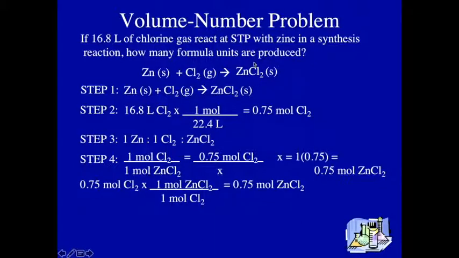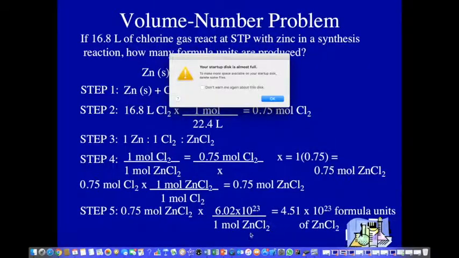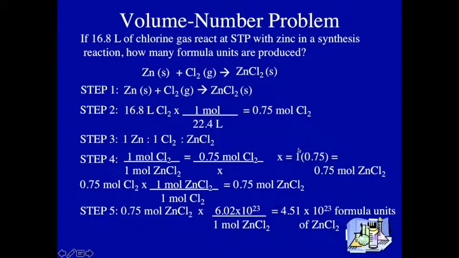Now, this is asking how many formula units are produced. It's not asking grams. It's asking for a number. How many formula units, which is, again, the magic number here. 0.75 moles of zinc chloride times 1 mole of zinc chloride on the bottom, so the moles cancel out. This is my number, 6.02 times 10 to the 23rd. This is how many formula units we have in a mole. This is how many atoms we have in a mole of an element. This is how many molecules we have in a mole of a compound as well. So be aware of that.